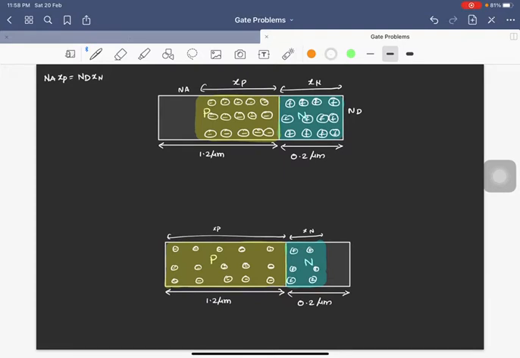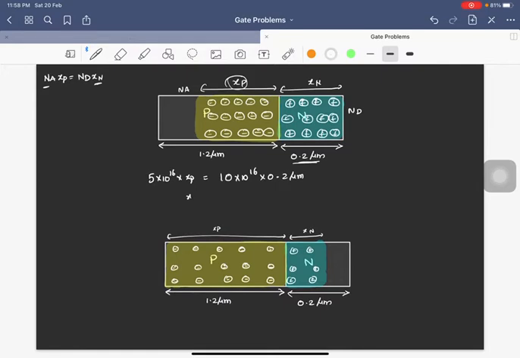Okay, let's solve. So Na is given as 5 into 10 power 16. So we need to find xp. We don't know the length of xp. But Nd is given as 10 into 10 power 16. Okay, that is fine. But xn, because we are thinking n side is completely depleted, xn will be the width of n region itself. So that is 0.2 micrometer.